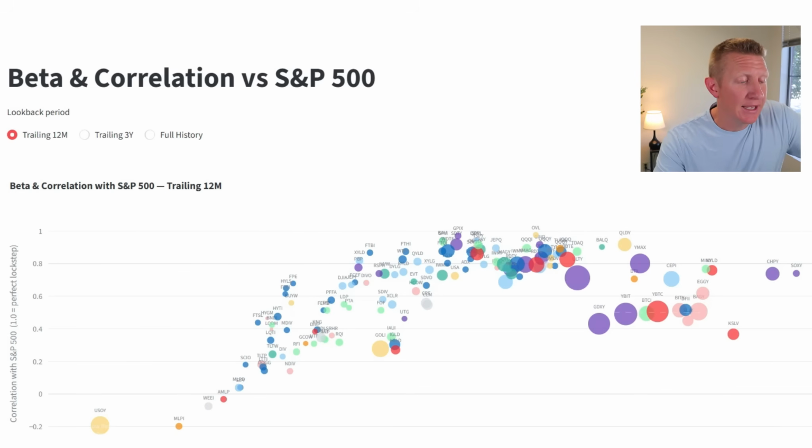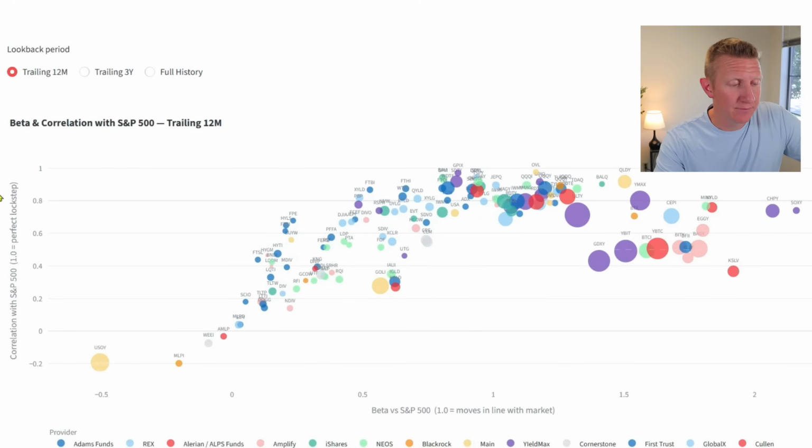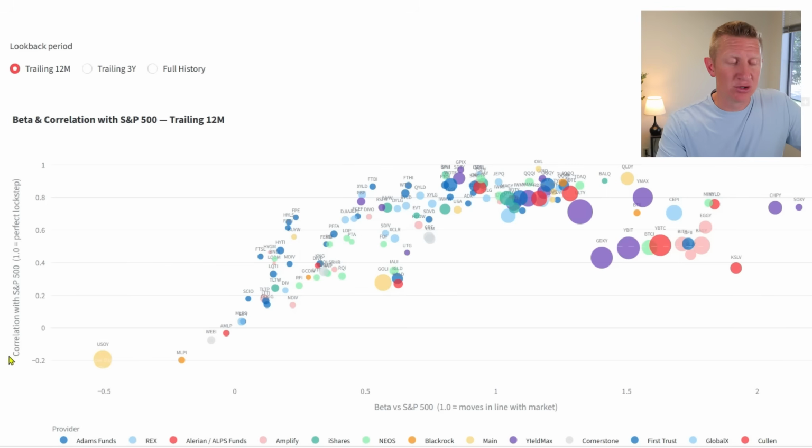So what you see here along the left side, this is our y-axis. This is the correlation with the S&P 500. If it's 1, it moves essentially in lockstep with the S&P 500. Then you've got the beta, which measures more of the magnitude, right? So you've got direction with the correlation, and magnitude with the beta. A beta of 2 is going to be in the same direction, but twice the magnitude of what you would see with just the S&P 500.